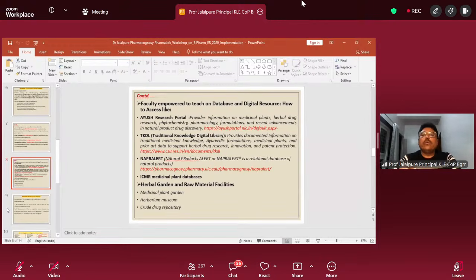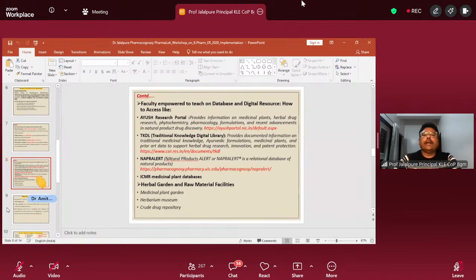So these are very good portals to do some literature search, to know the data about formulations and recent advancement in natural product drug discovery. So this is the very important Ayush research portal which is put in this syllabus. Our teachers should know how to access all these portals so that they can teach our students.